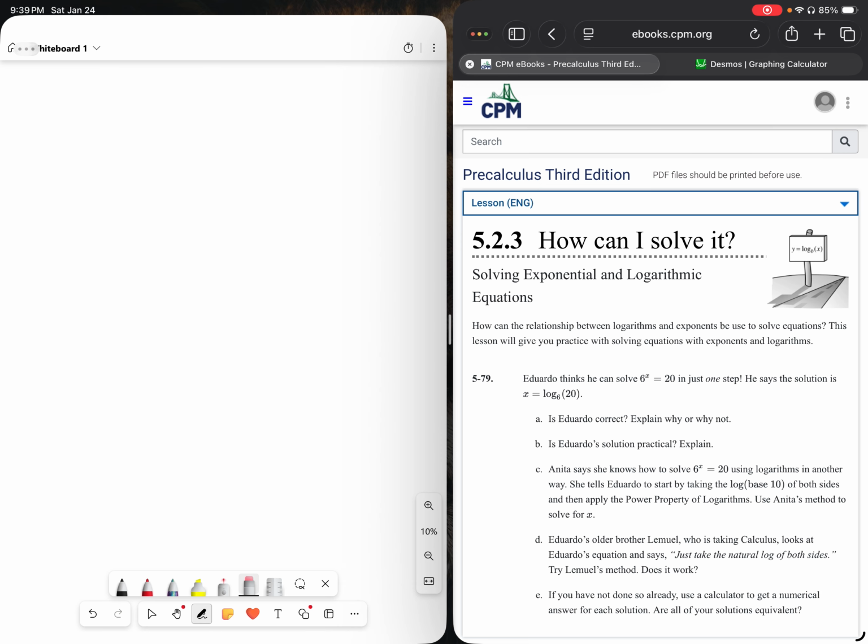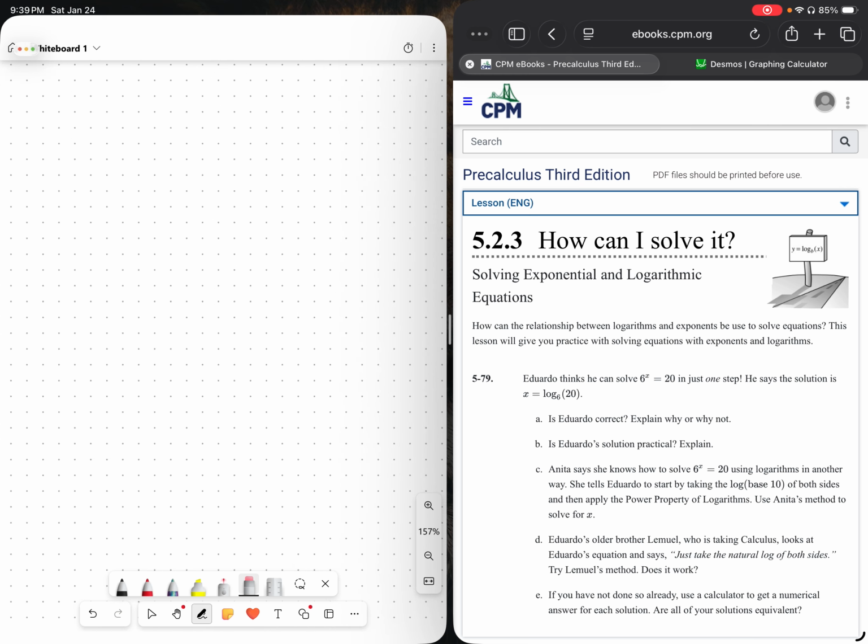So Eduardo thinks he can solve 6 to the x, right? So this is 6 to the x power. This is what we were talking about at the beginning of the chapter, equals 20, right? And he thinks he can solve it in just one step. So going from exponential to a log, this would be log base 6 of 20 equals x. Does that solve the equation?